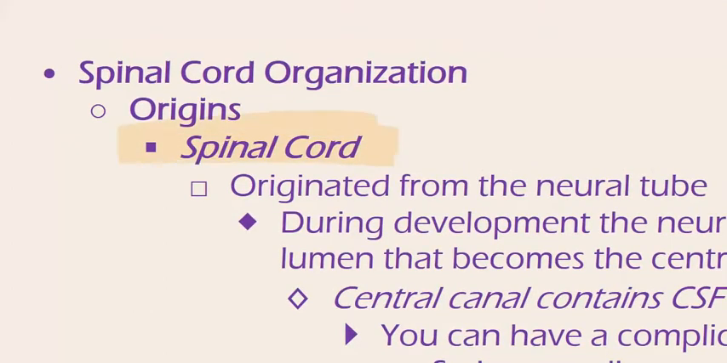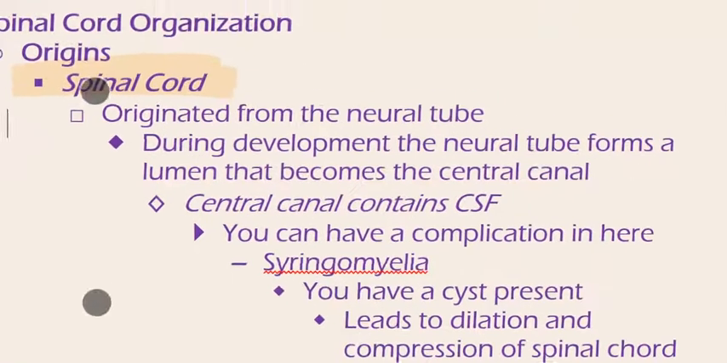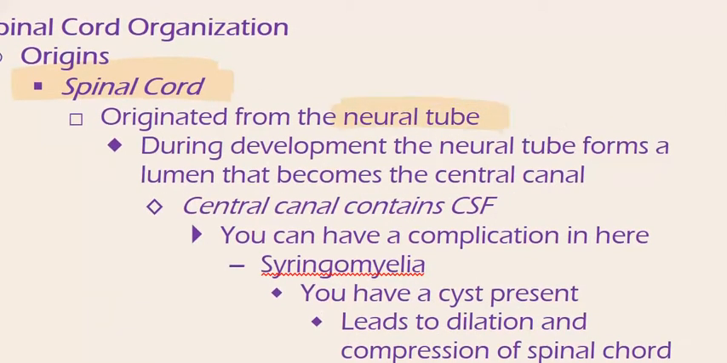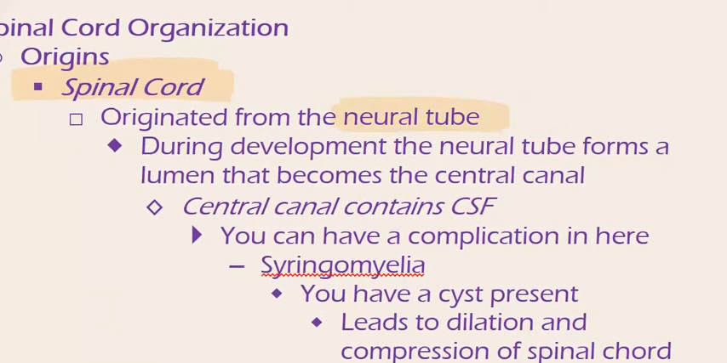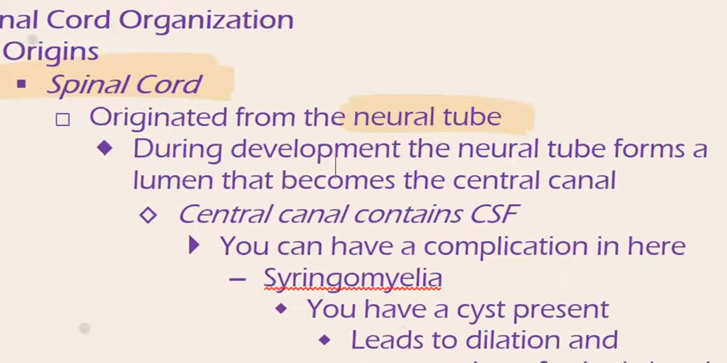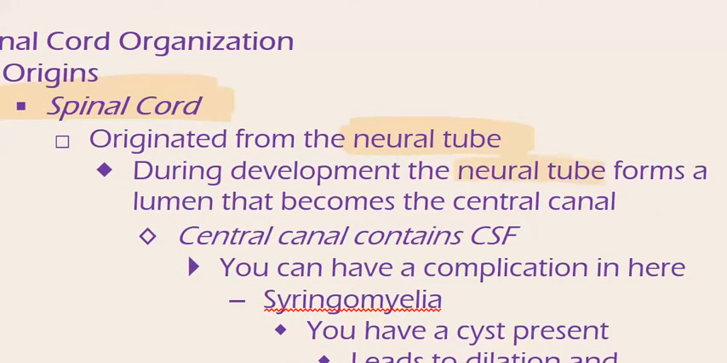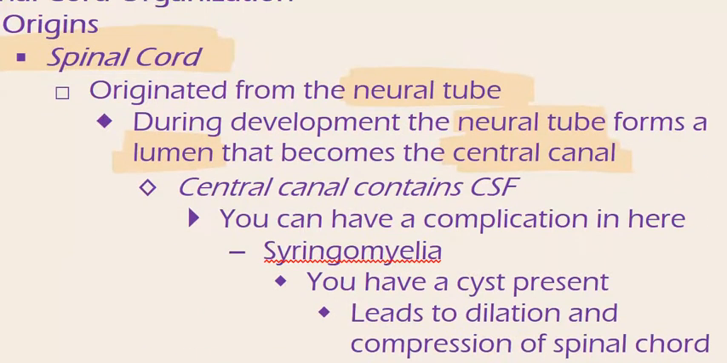Everybody knows what the spinal cord is, right? The spinal cord is derived from the neural tube, and I'm pretty sure you already know this. The cells that form this neural tube are going to proliferate, and then they're going to form a lumen, and eventually that lumen will become the central canal, right? Within the central canal you have your cerebrospinal fluid, which is the fluid that bathes the brain.